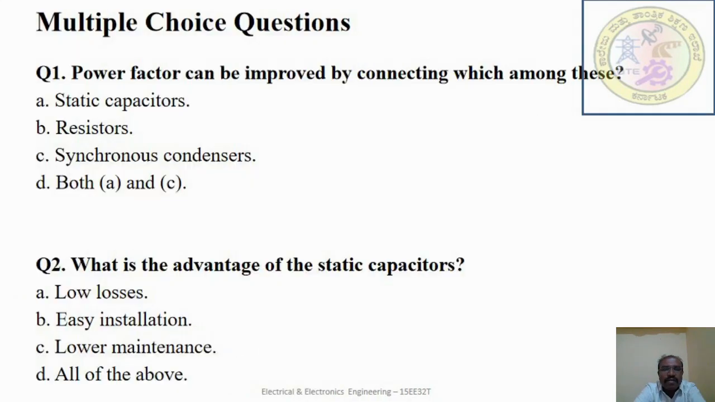So the first question: power factor can be improved by connecting which among these? The options are static capacitor, resistor, synchronous condenser, D, both A and C. The answer will be D, both A and C. Both static capacitor and synchronous condensers are used. Second question, what are the advantages of static capacitor? The options are low losses, easy installation, low maintenance, all of the above. The answer will be all of the above.